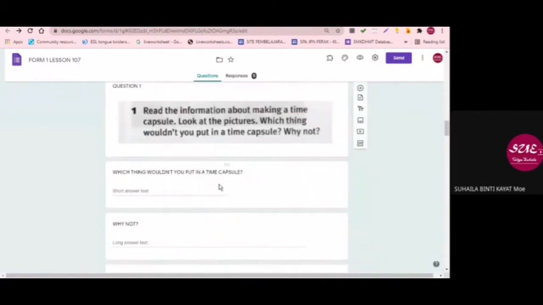Followed by the question. Okay, number 1, read the information about making a time capsule. Look at the pictures. Which thing wouldn't you put in a time capsule? Why not? Okay, so these are the 2 questions. So you have to, okay, the first one is which thing wouldn't you put in a time capsule? Apakah benda yang awak tidak letakkan di time capsule? Wouldn't, tidak. Okay, so this is your answer.